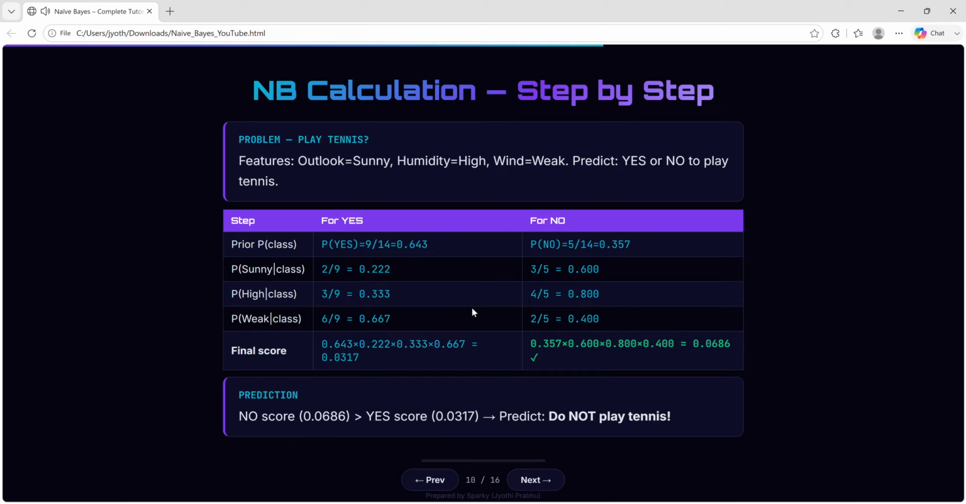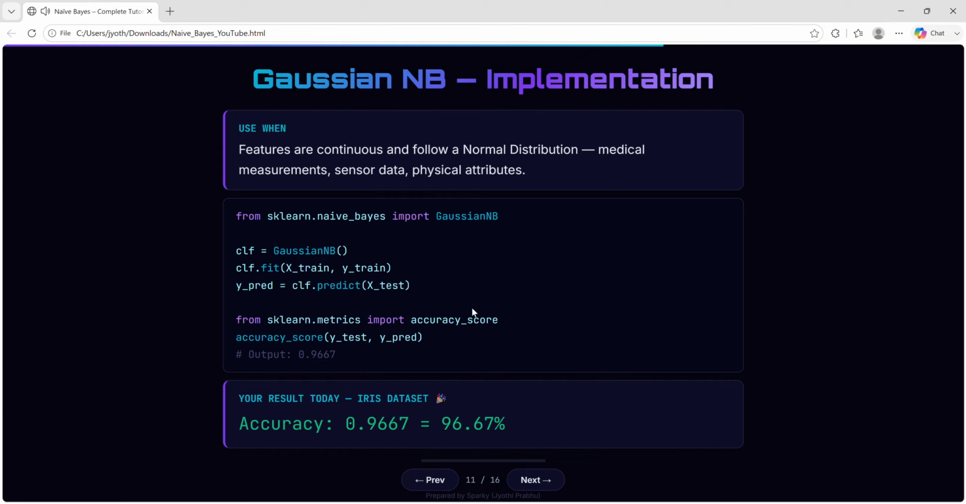This is the argmax, and implementation in sklearn is just 3 lines. Import Gaussian NB, create clf equals Gaussian NB, fit on training data, predict on test data. And with the iris dataset today, accuracy score was 0.9667, which is 96.67%. Gaussian NB is the right choice when your features are continuous and follow approximately a normal distribution.